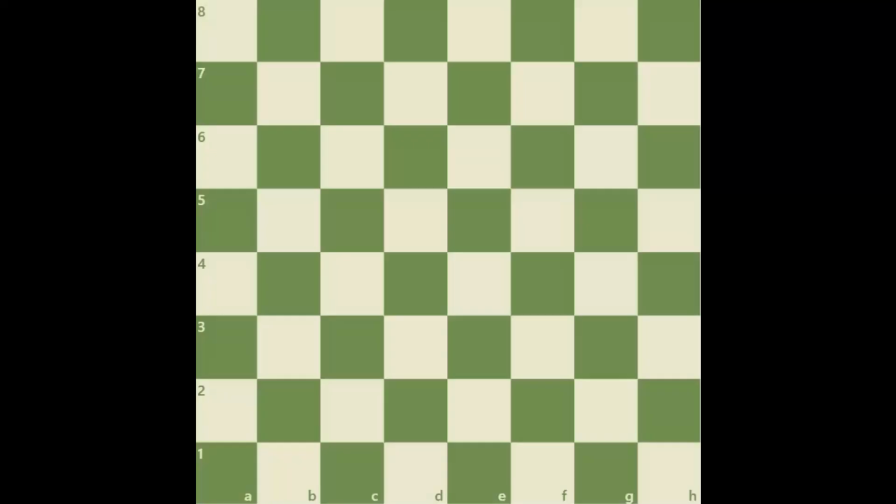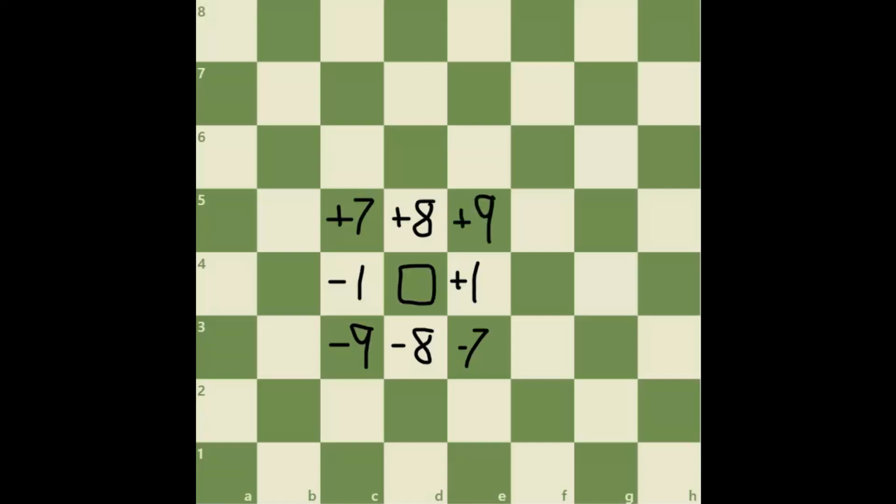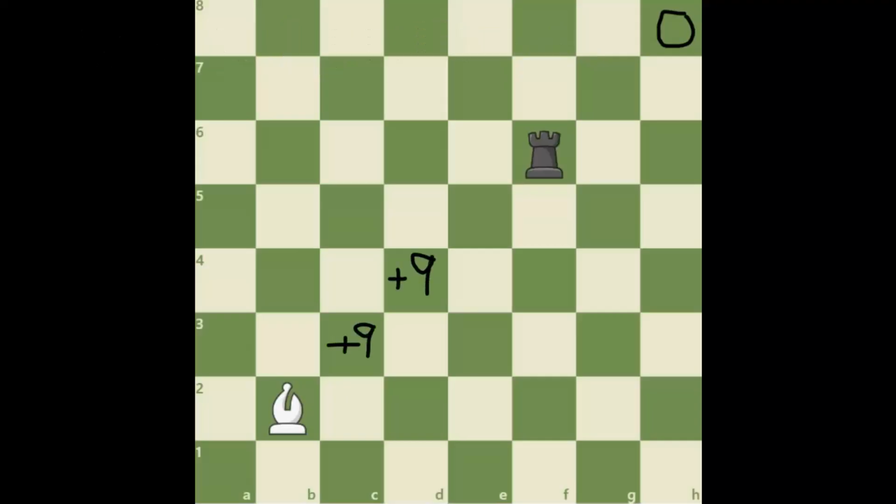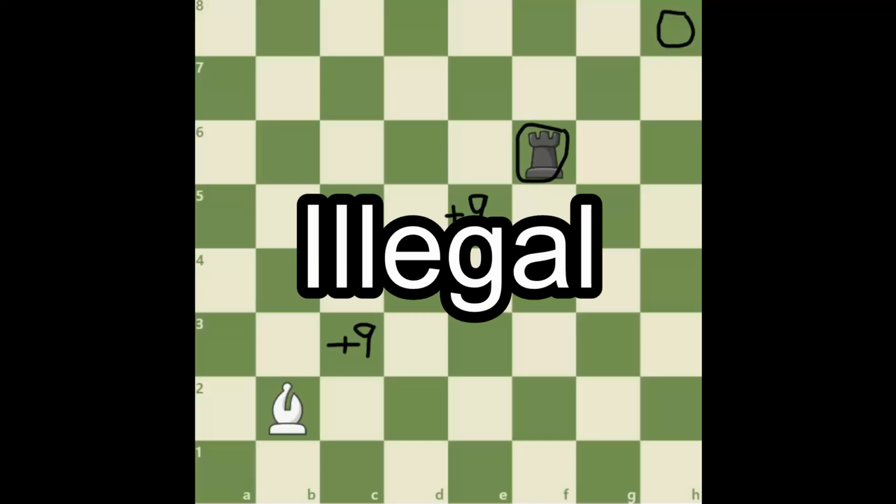So if I want to move down and to the left, I have to subtract 9. If I want to move just straight down, I need to subtract 8. If I want to move down and to the right, I need to subtract 7. All the way up to if I want to move up and to the right, I need to add 9. So now I can continuously increment the starting point by this value, and I can basically scan its path. And if I run into a piece before I get to its desired new location, I can say that move is not legal because it is blocked.